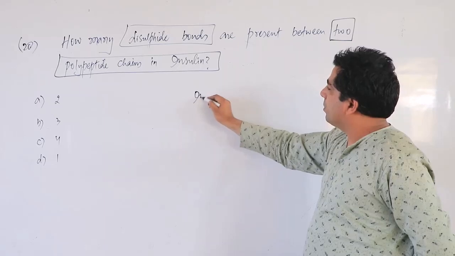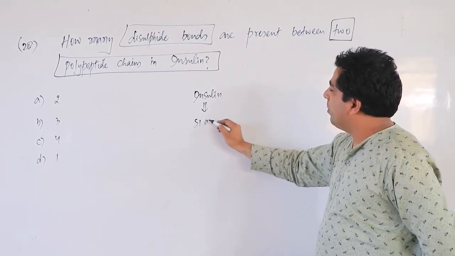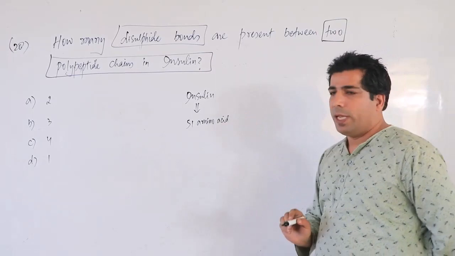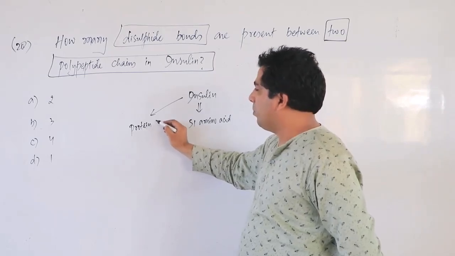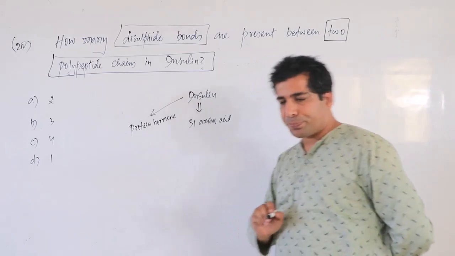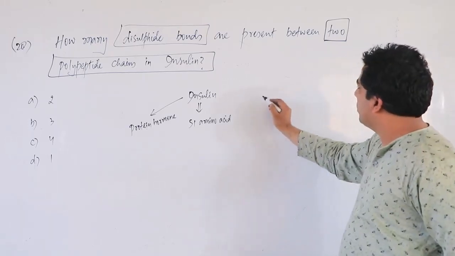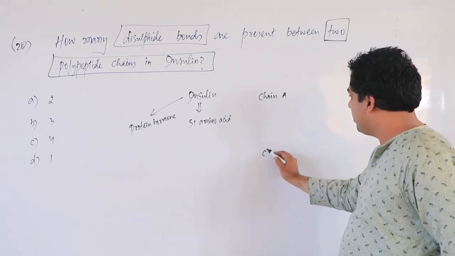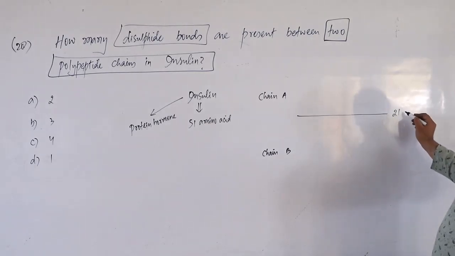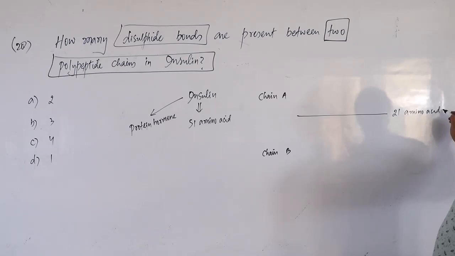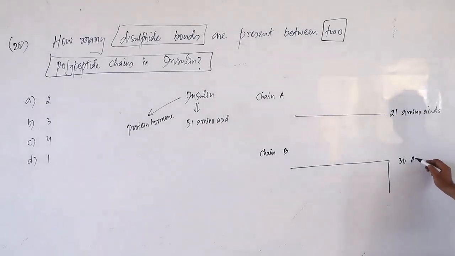If you look at insulin structure, I told you last time, if you remember, that insulin contains 51 amino acids. Okay? And this insulin is our protein, and it's a protein hormone, we can say. It's a protein hormone. Correct? If I say this insulin, it's made up of two chains actually. Have a look. Its structure is made up of chain A and chain B. Chain A is made up of 21 amino acids, and chain B is made up of 30 amino acids.